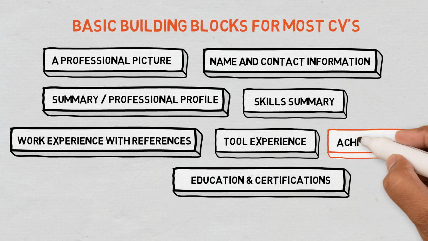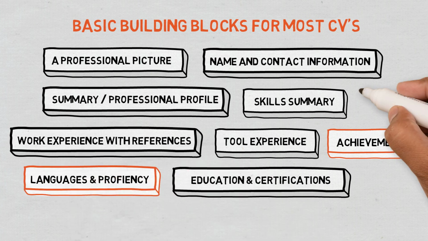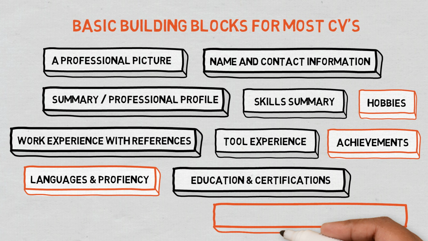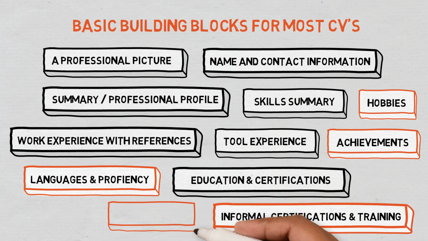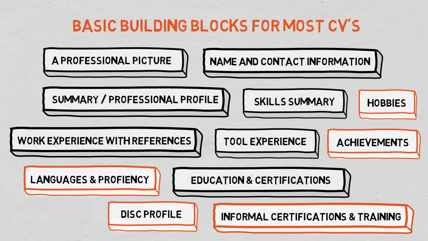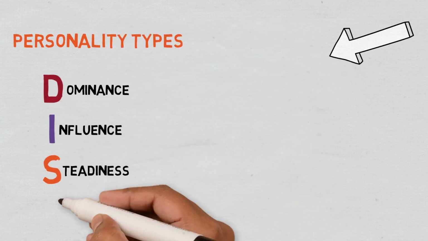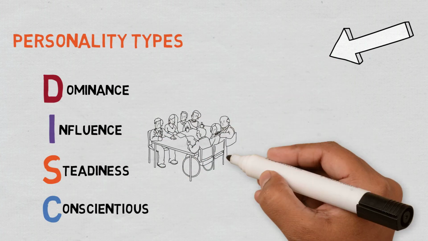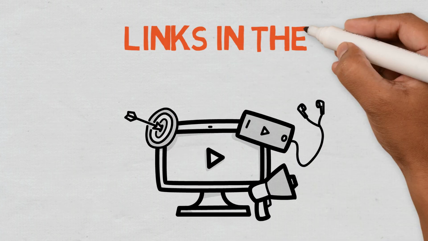Major achievements you've had in your life. Languages and proficiency. Hobbies and interests. Informal certifications or training that you've obtained via self-study. Your DISC profile. This lets the employer know what type of personality you have and helps them with their people management to determine how to best utilize you in various situations. I'll leave some links in the description if you want to read more about it or even take the test for yourself.